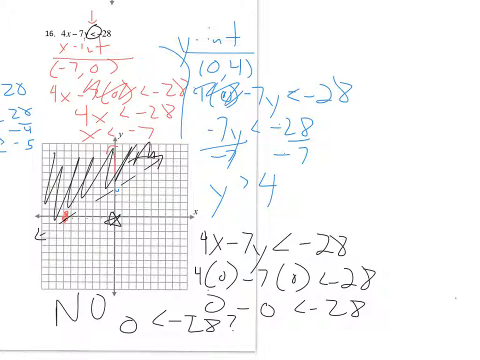Which makes sense. If you look at it, y is greater than 4. Well, yeah, my y value bigger than 4. X is less than negative 7. Yep, that makes sense. There you have it, page 5, sorry.